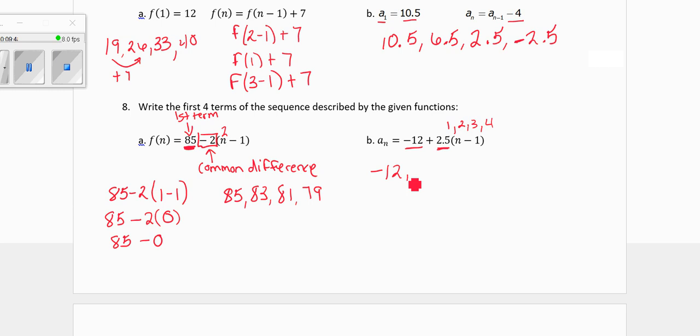So negative 12 plus 2.5 is negative 9.5, negative 7, and negative 4.5. So again, I can plug into my formula 1, 2, 3, and then 4 and get this, or I can just use my common difference of 2.5 to find each of those values.